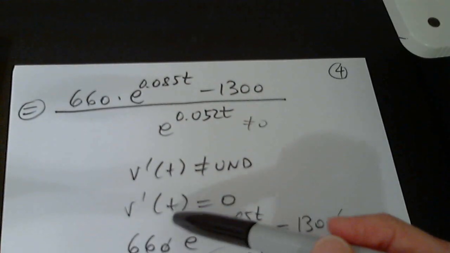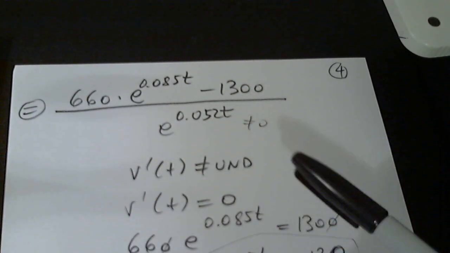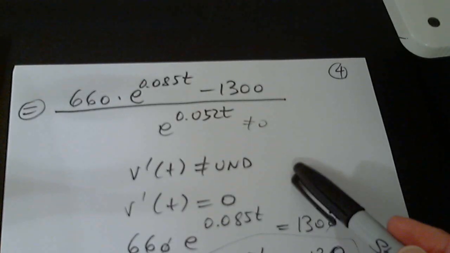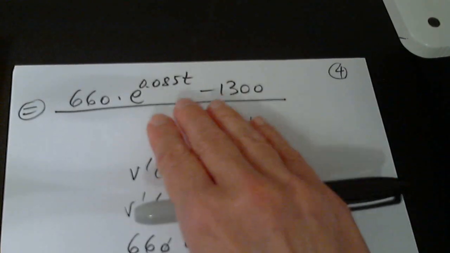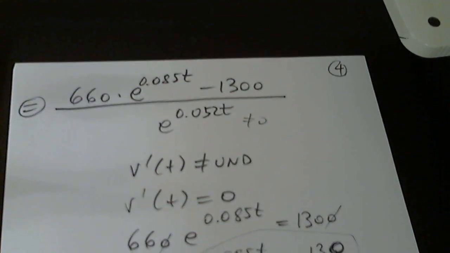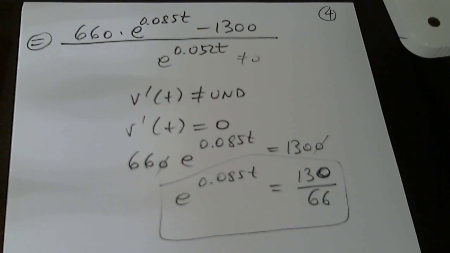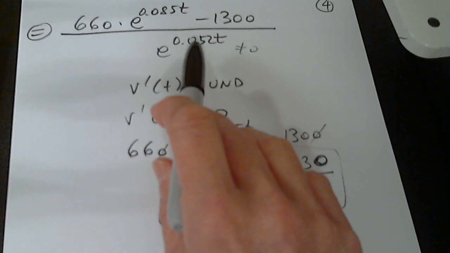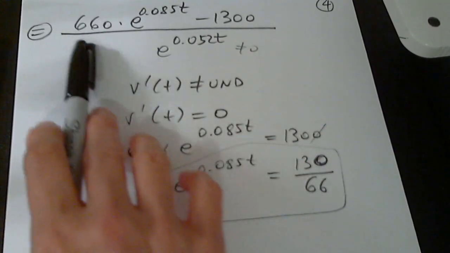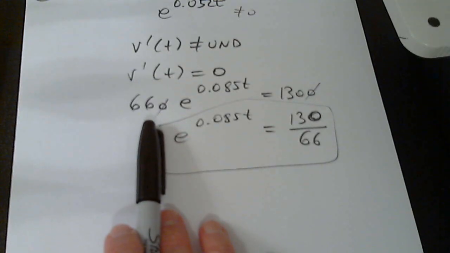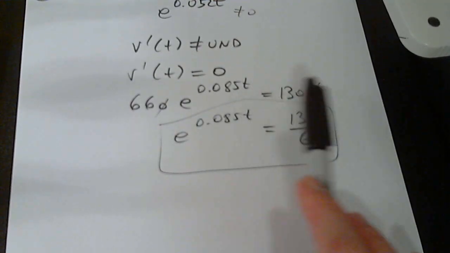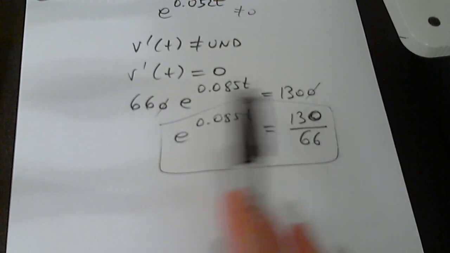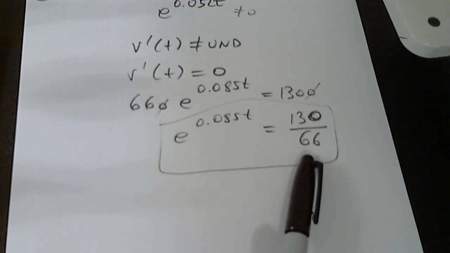Now I'm ready to set it equal to 0 or undefined to find critical numbers. It's never undefined because this will never be 0. It's an exponential function with a positive exponent. In any event, an exponential will never be 0. So now that function v prime can be 0 if the numerator is 0. So 660 e to the 0.085t equals 1300, I moved it to the other side, and then I divided by 660.